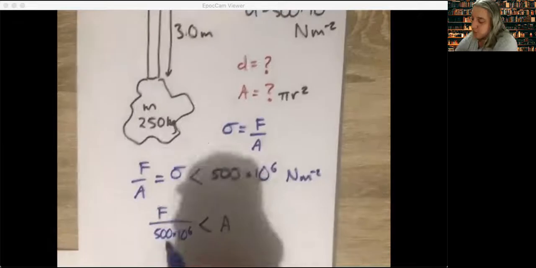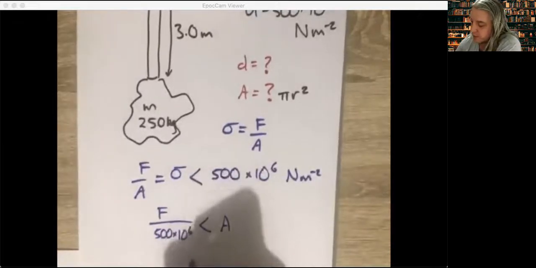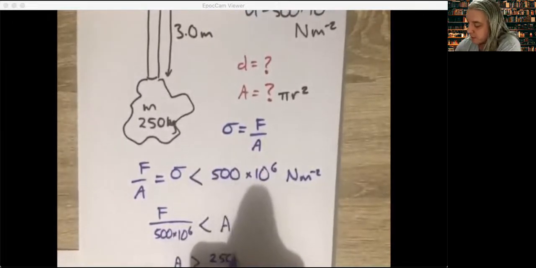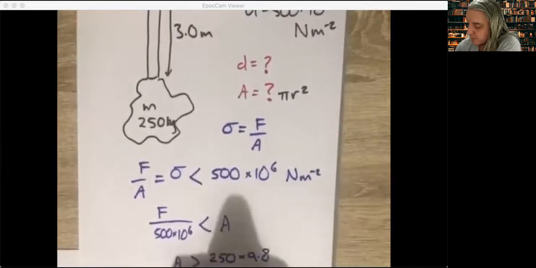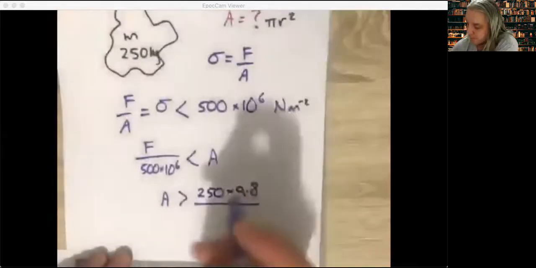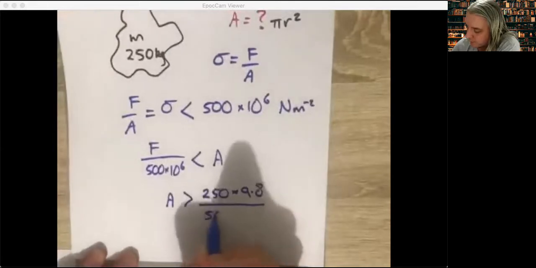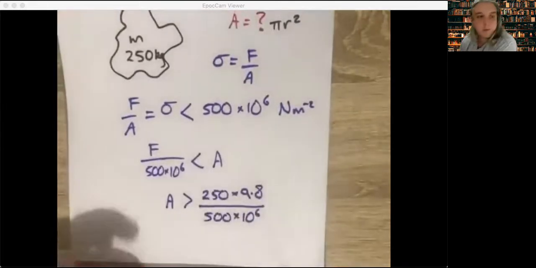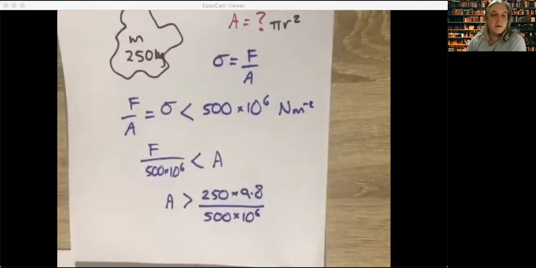Of course, the force we know is just going to be mg. So A has to be greater than 250 times 9.8 over our 500 times 10 to the 6. And if you've got your calculator handy, you can obviously plug those numbers in. Hopefully you get out the same value as I did.